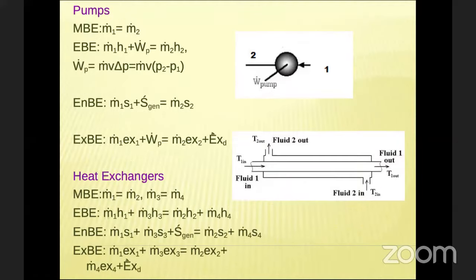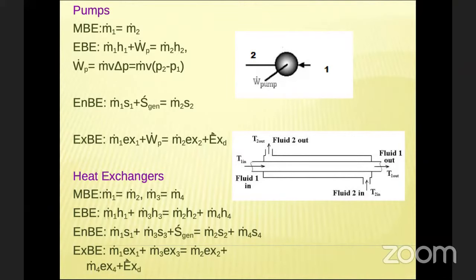That is inlet entropy plus entropy generation. This is equal to the outlet entropy, total entropy at outlet. Similarly, exergy balance equations: I am just replacing H with Ex. For a closed system, I am replacing U with Ex. Here in an open system, we are replacing H with Ex. So that is M1 dot Ex1 plus pump work dot, which is equal to, at outlet, M2 dot Ex2 plus exergy destruction rate.